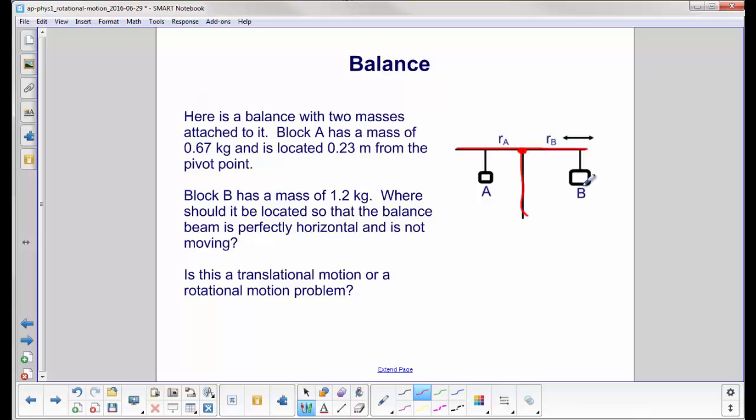Is this a translational motion problem or a rotational motion problem? And this double-headed arrow here indicates where on this line I will put the mass. That distance, wherever I put it, between the support point and the center here would be called R sub B.